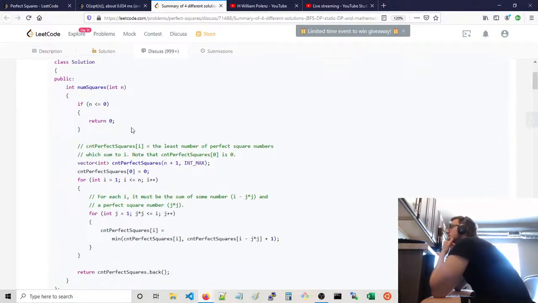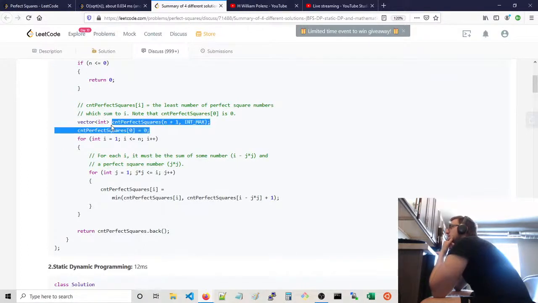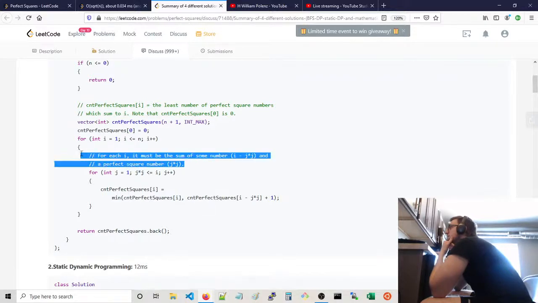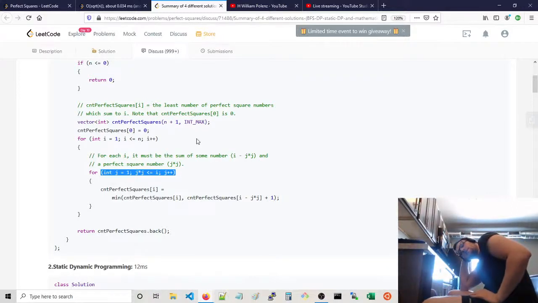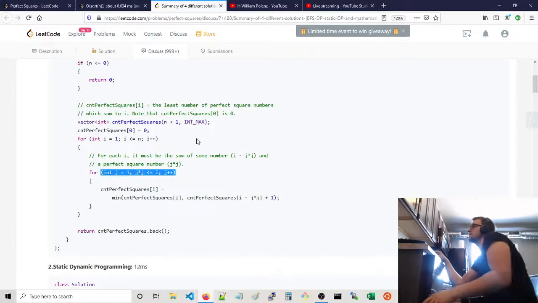Dynamic programming. Okay, 0, 0 for each i less than or equal to n. Each i must be the sum of some number i minus j times j and a perfect square number, j times j. Yeah, right, that makes sense. So for each perfect square that's smaller than i, do we know that the perfect square's got to be smaller than i? Yeah, I guess that makes sense. I guess i is what we're looking for, right?